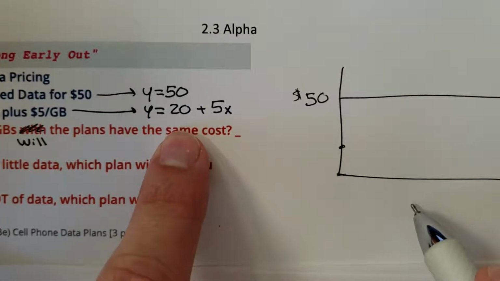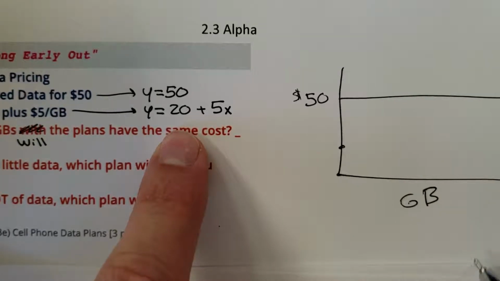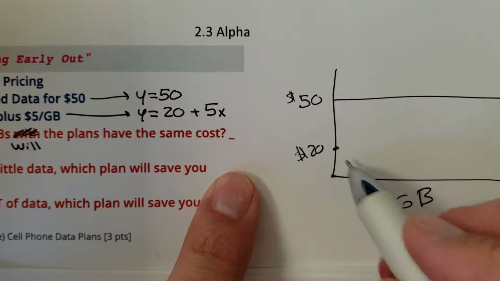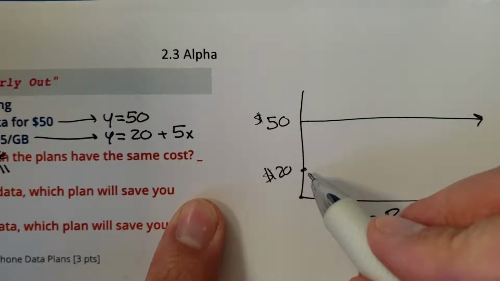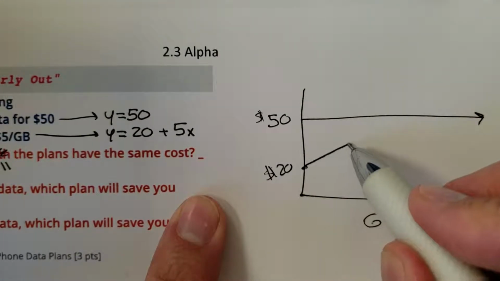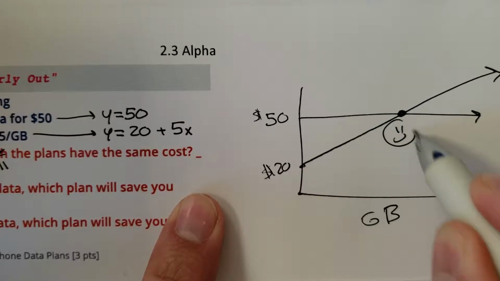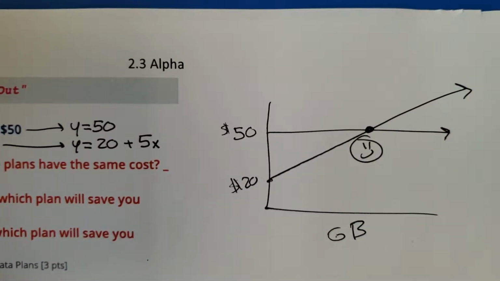So as you keep using gigabytes, your bill, if you spend no gigabytes, you'd be at 20. As you keep using gigabytes, your cell phone bill is going to increase. Okay, so that's what we're trying to figure out. That's where we're going to base our decision.